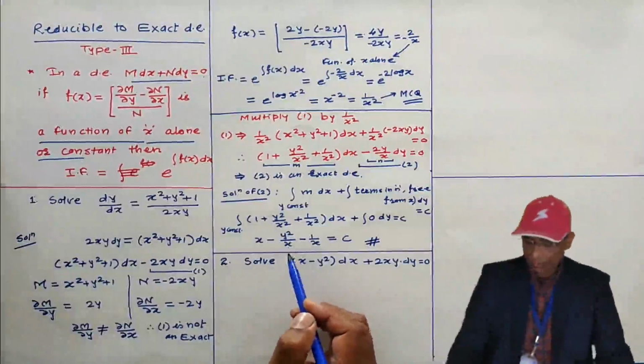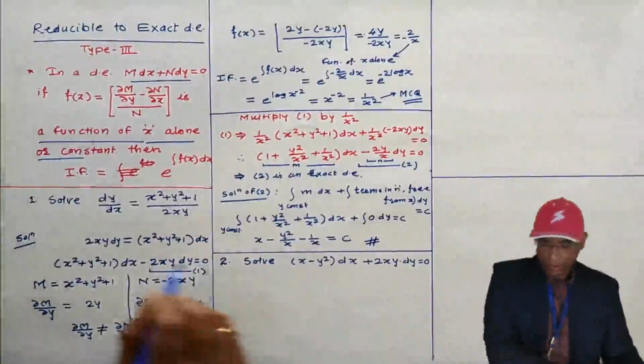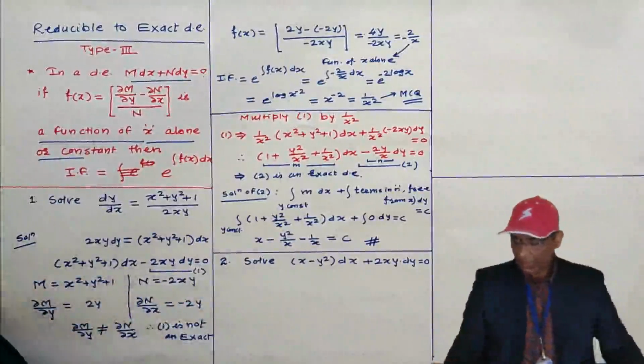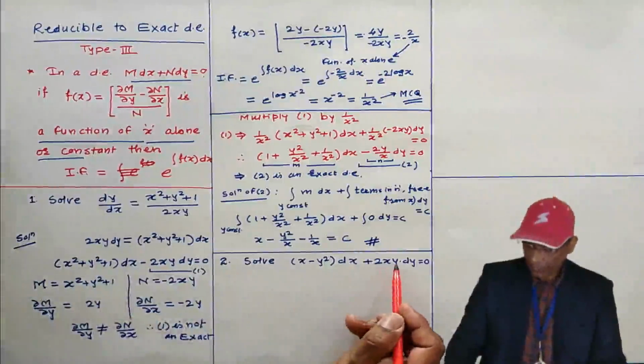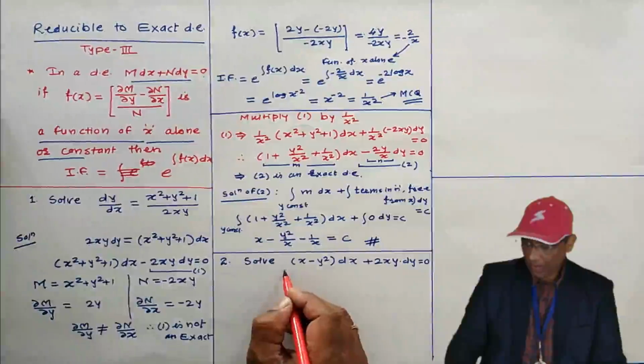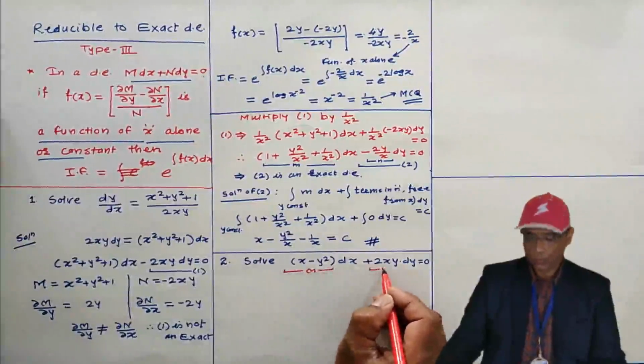Now, the next problem, the same one. Here, we are going to solve (x minus y square) dx plus 2xy dy equal to 0. Okay, this is the standard form, M dx plus N dy equal to 0.